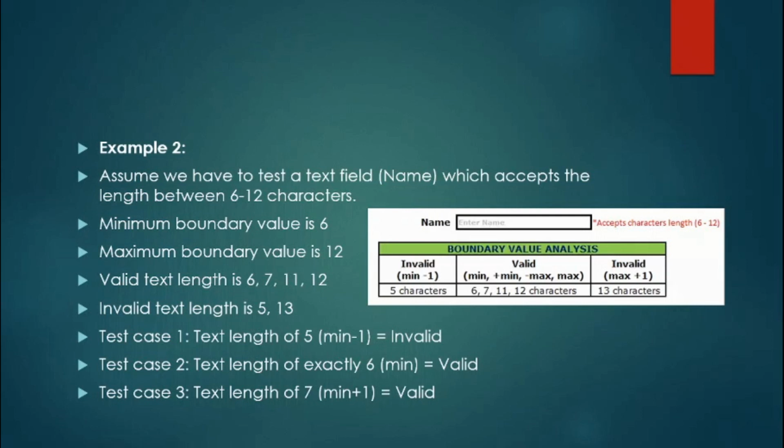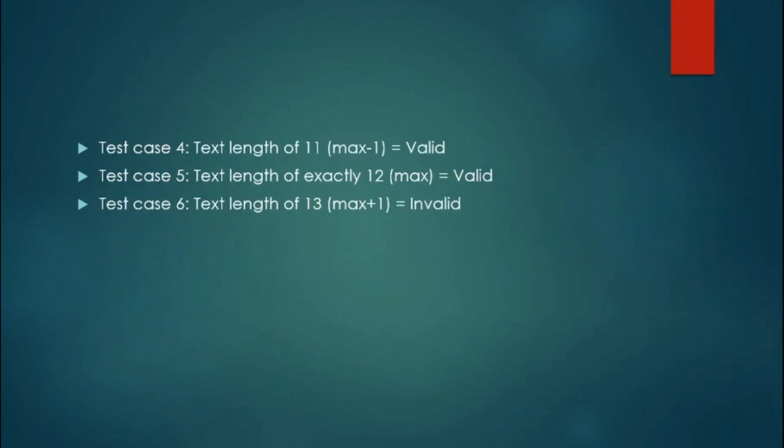If I am considering 6, definitely my test case will be valid. If I am considering 7, again my test case is valid. If I am considering 11, again it's valid. If I am considering 12, it will be valid. If I am considering 13 or above, it will again be invalid.